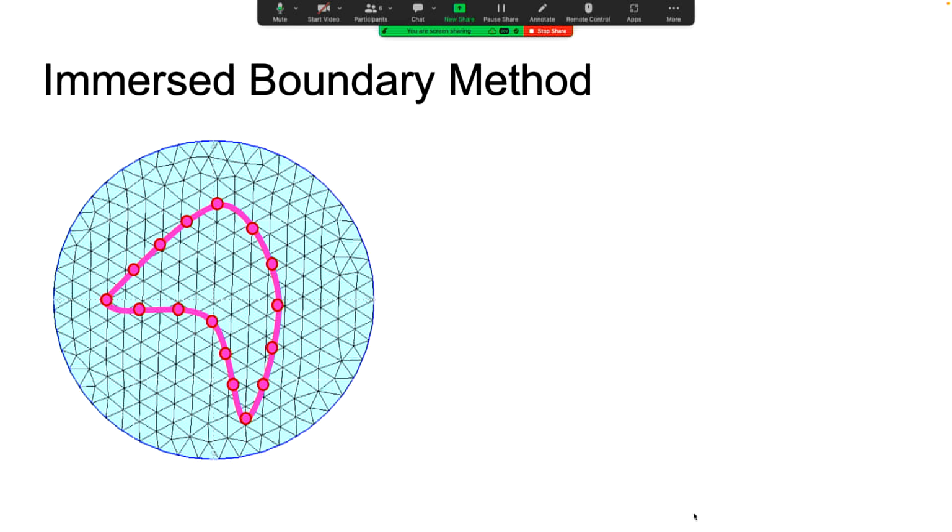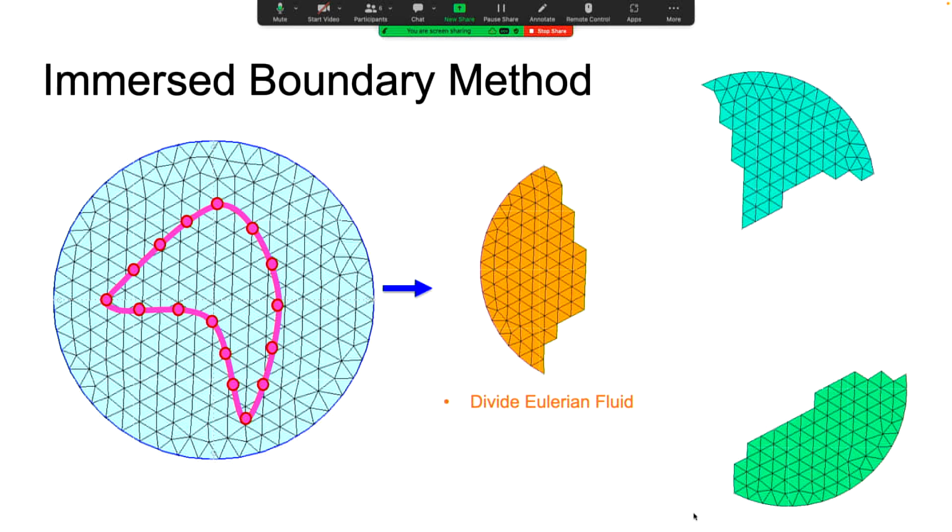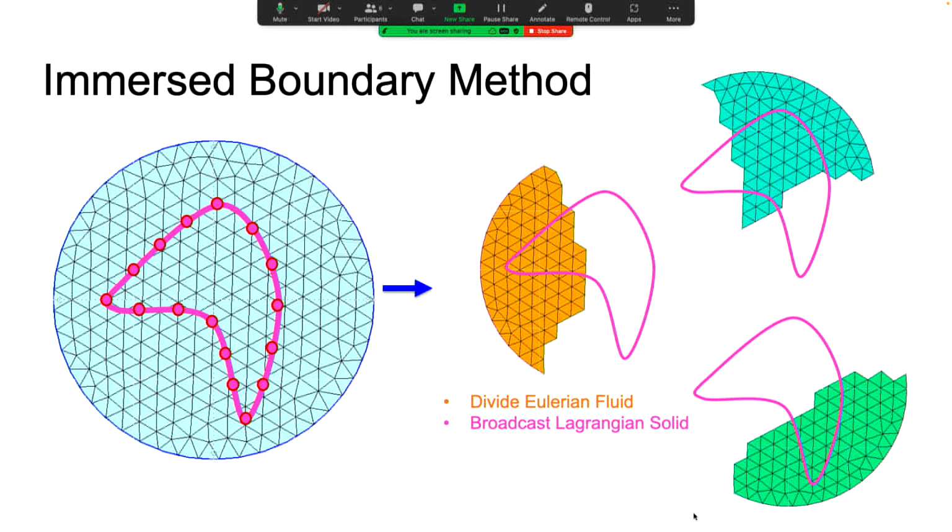The first thing we do, as everybody knows in the fluid dynamics domain, is that you divide the Eulerian grid into multiple nodes. Now, in order to make this a very fast method, we did not divide the solid. We actually broadcasted from core node 0 to all the other nodes. So they have exactly the same number and the same solid points.